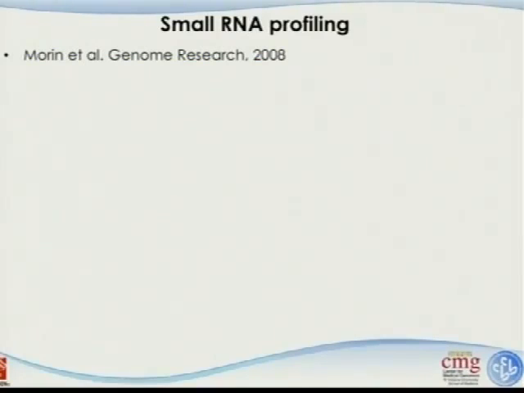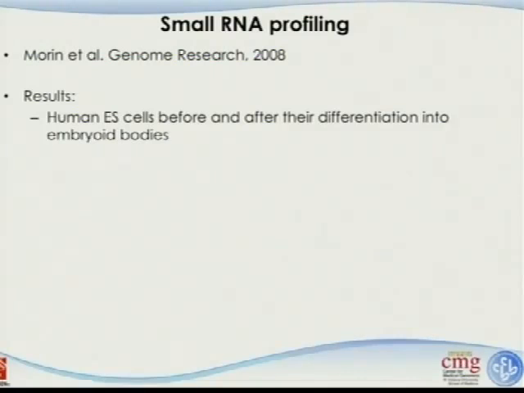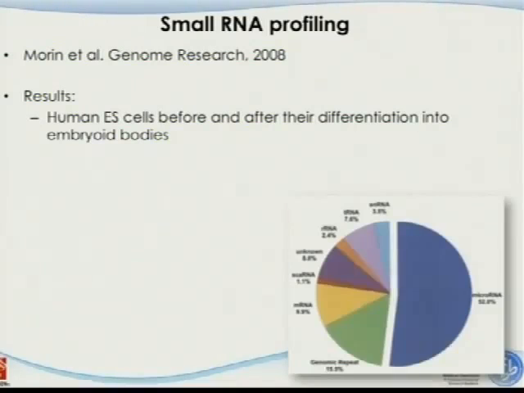Another major application is small RNA profiling. I think this is the first paper published about small RNA profiling. What they did is use human embryonic stem cells before and after differentiation into embryoid bodies. What they concluded is that 52% of the RNA molecules they identified are actually microRNAs. And of course, there are some other RNA species.